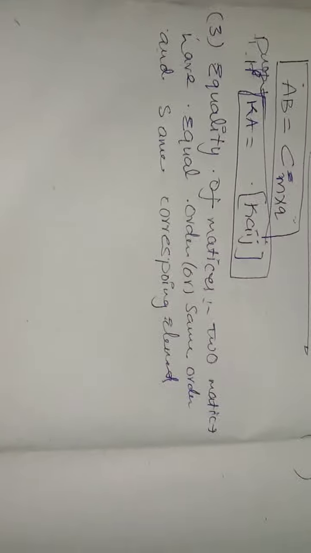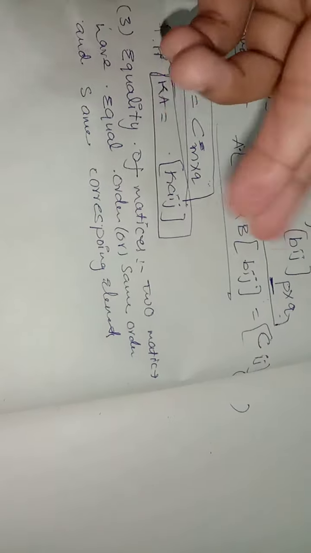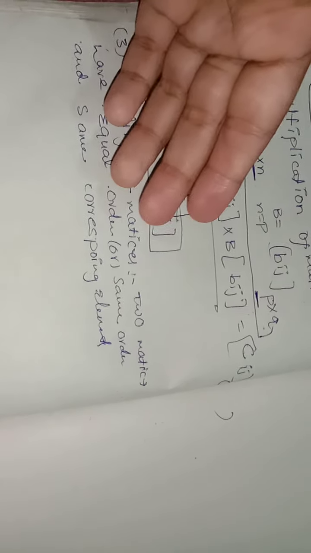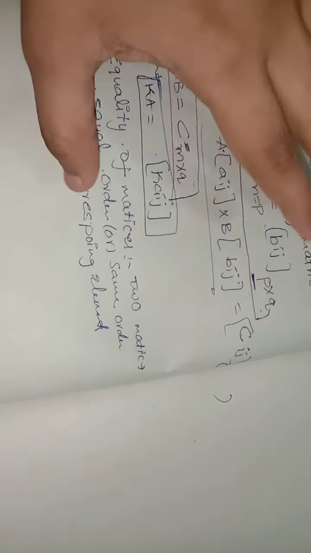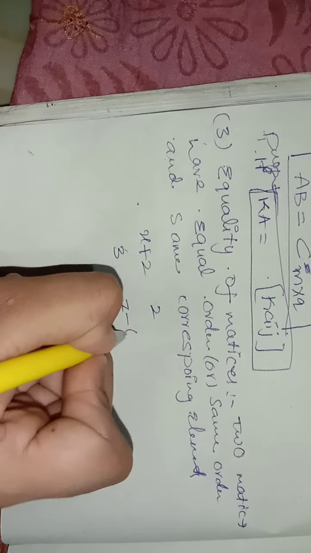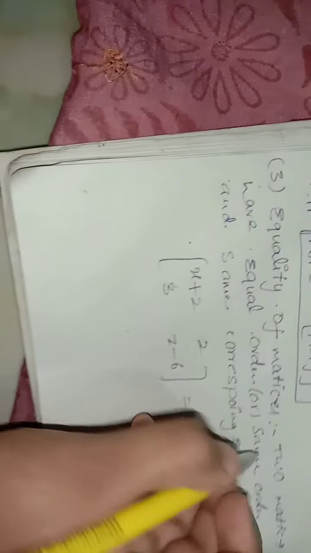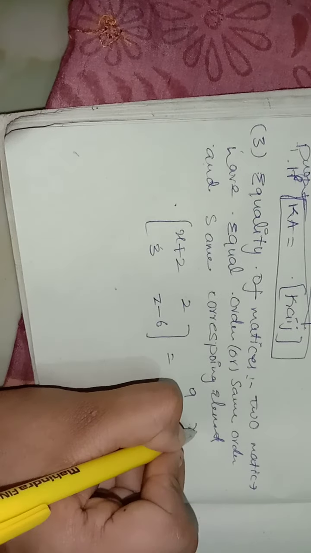Okay, if two matrices are said to be equal, then they should have the same order and the same corresponding elements. Most of the problems will be given on this property. Equality of matrices: they may ask that the matrix [x plus 2, 2; 3, z minus 6] is equal to [9, ...].